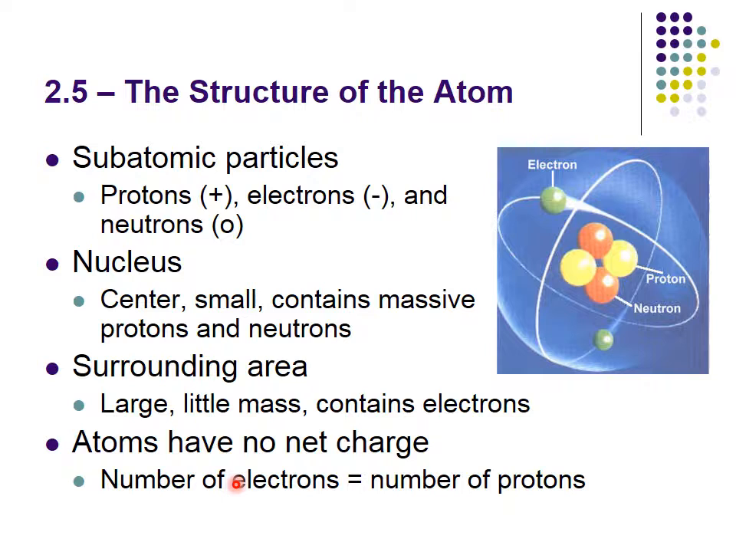Overall, atoms have no charge. The number of electrons and the number of protons are the same. There are things that are charged. They have different names though. They're not called atoms, they're called ions, and we'll look at those in class.